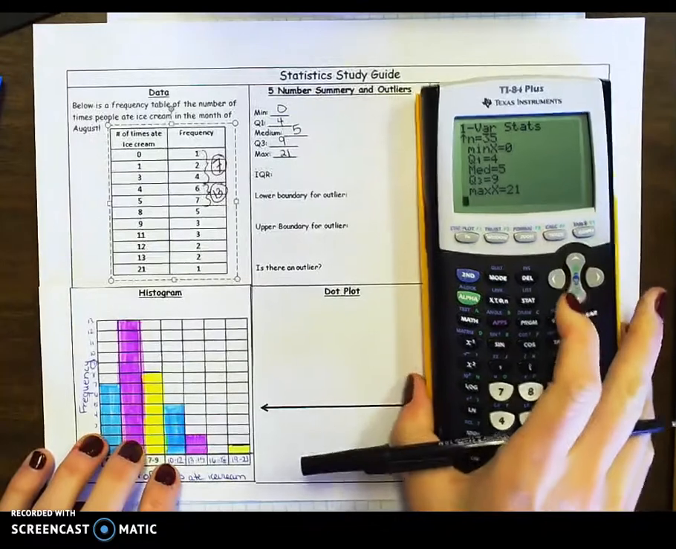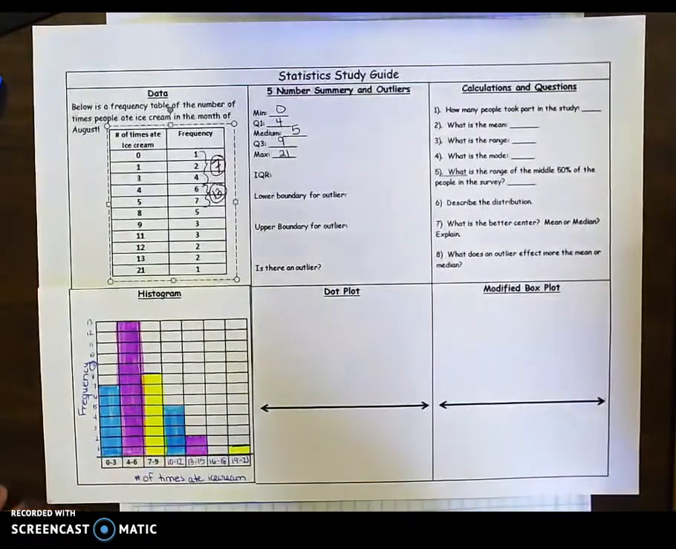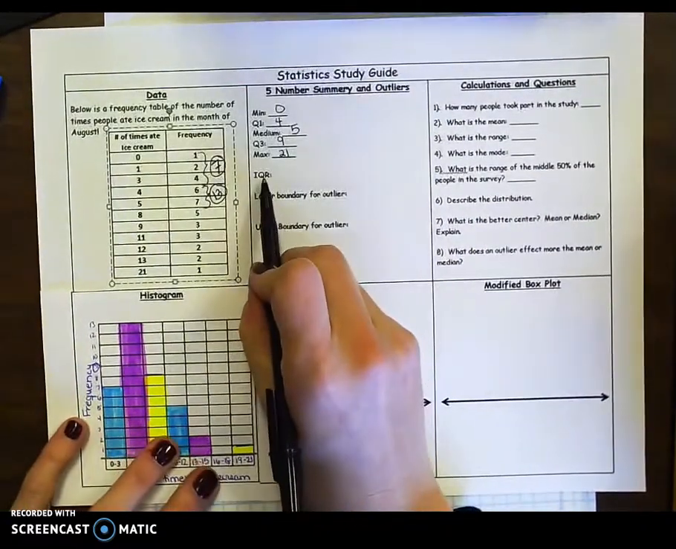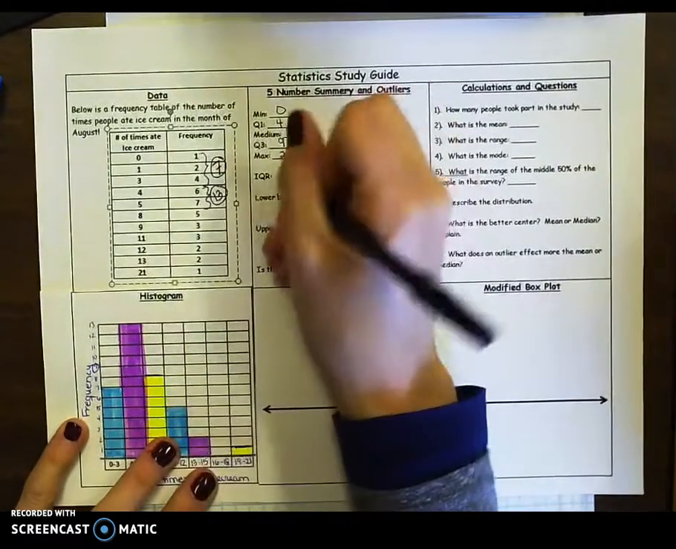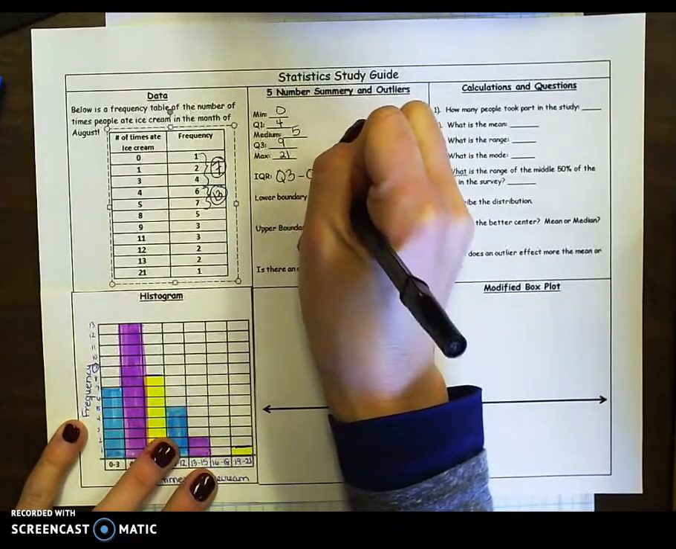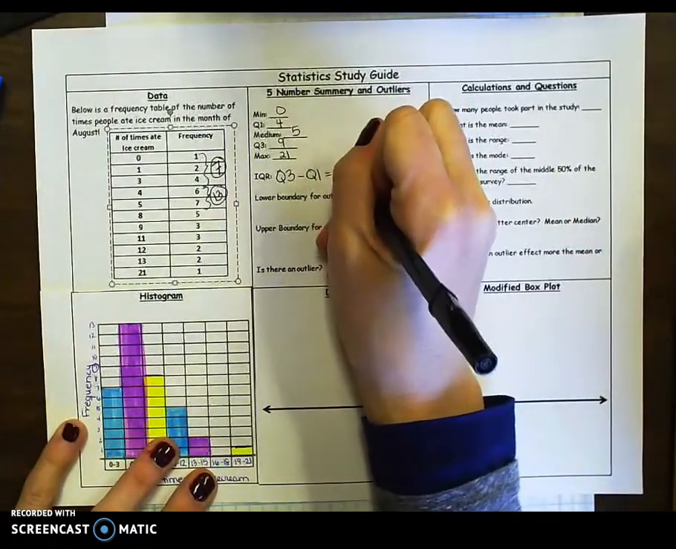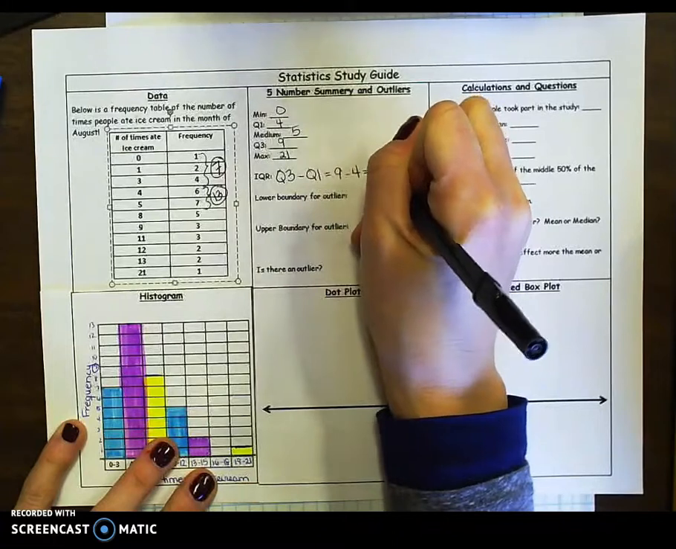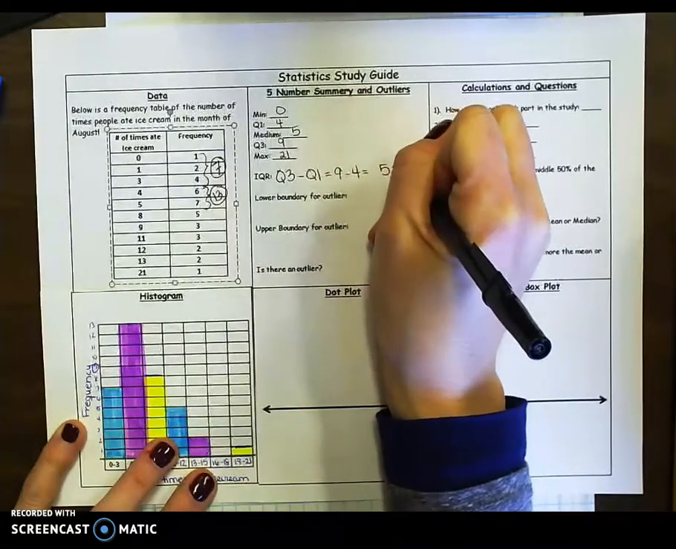Okay, Q1 is 4. The median is 5, Q3 is 9, and my maximum is 21. All right, now we have to do a little bit of work to see if we have any outliers in our data. So the first thing we have to do is find the IQR, which is going to be quartile 3 minus quartile 1. So when I plug that in, it's 9 minus 4, which means my IQR is 5.